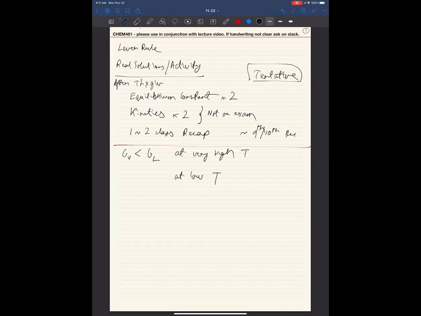And as we go to very low temperature, at very low temperature, it flips completely. The liquid becomes more stable than vapor. And in intermediate temperature, we had these funky things where the curves could cross.